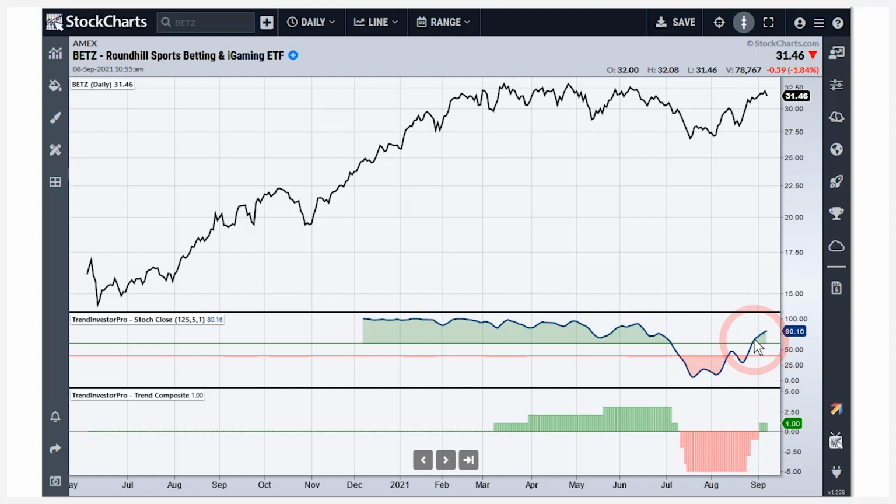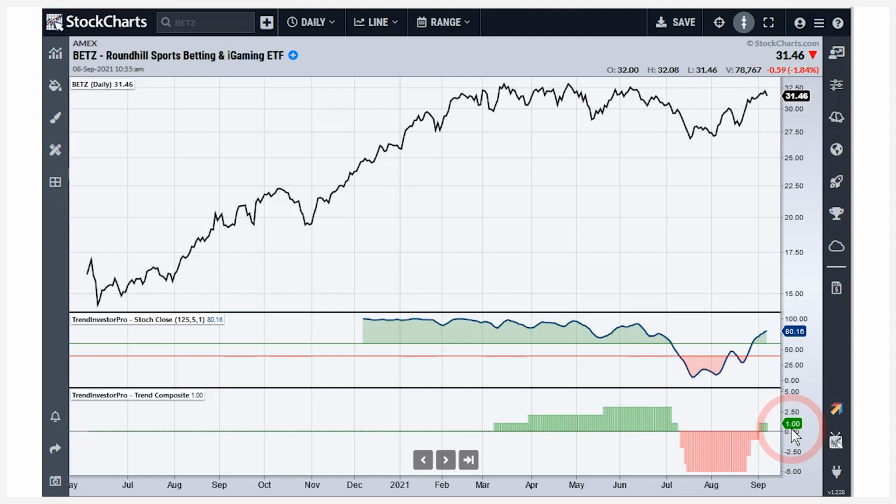So in late August, Stoke Close moved above 60 to turn bullish. And when Stoke Close is above 60, that means it's clearly in the upper half of its 125-day range. The cup is half full, and that's why I consider it an uptrend. And then with the Trend Composite, that means that 3 indicators are on bullish signals and 2 are on bearish signals.